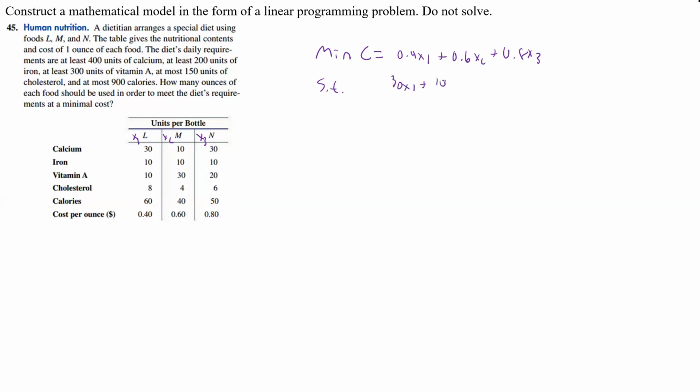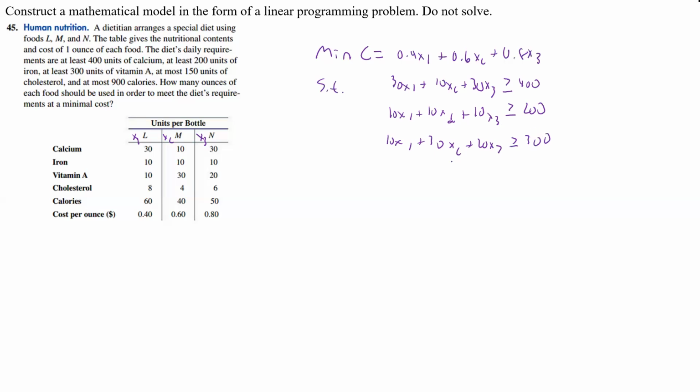30x1 plus 10x2 plus 30x3. And these had to be at least, and this one was 400. Next one. Now we have 10x1 plus 10x2 plus 10x3. And that one had to be at least 200. Then we have 10x1 plus 30x2 plus 20x3. And that one's going to be at least 300, so greater than or equal to 300.